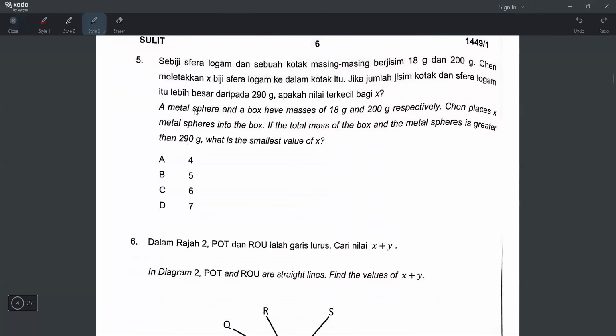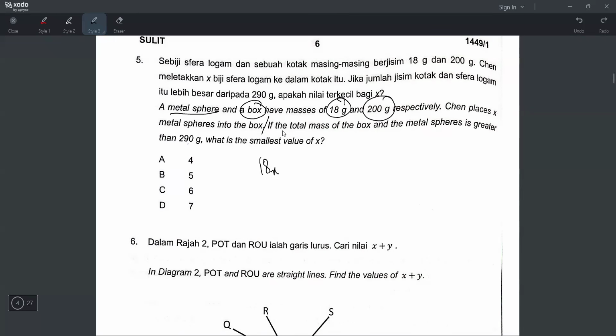Okay, number 5, a metal sphere and a box have a mass of 18 gram and 200 gram respectively. So a metal sphere is 18 gram, but the box is much more heavy. It's 200 gram. Okay. What Chen places X metal sphere into the box. So one metal sphere is 18 gram, but if you place X amount of metal sphere, the mass is gonna be 18X. Yeah, because it's like 18 plus 18 plus 18, X times. Yeah, because you place X amount of spheres inside.